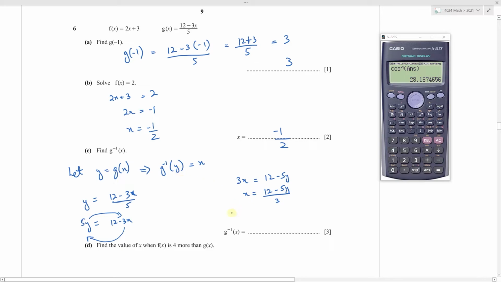So x is g inverse of y. G inverse of y is 12 minus 5y over 3. And g inverse of x, I'll substitute y with x. So I will get 12 minus 5x over 3. So g inverse of x is 12 minus 5x over 3.